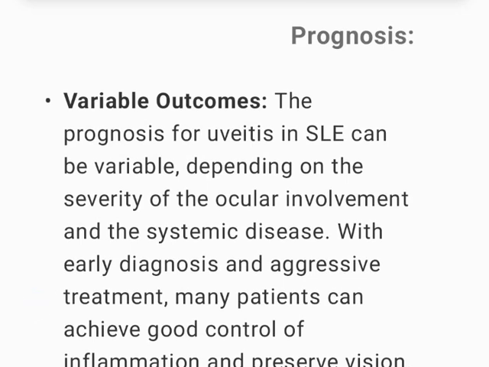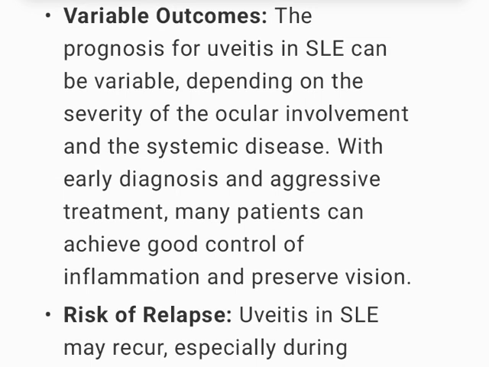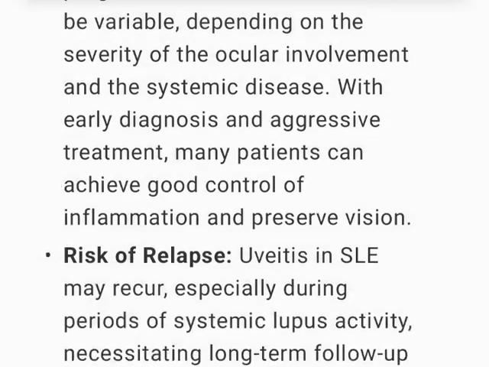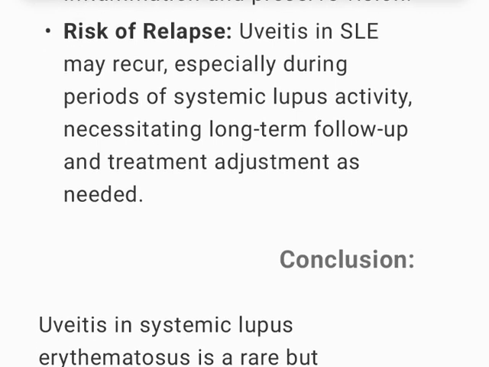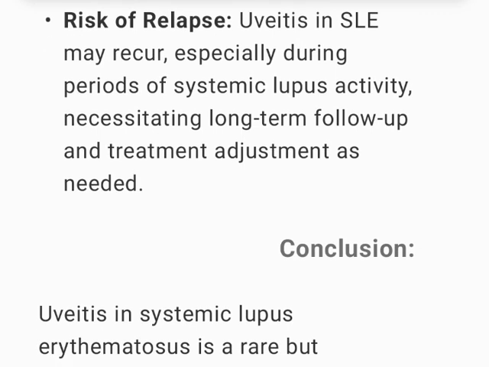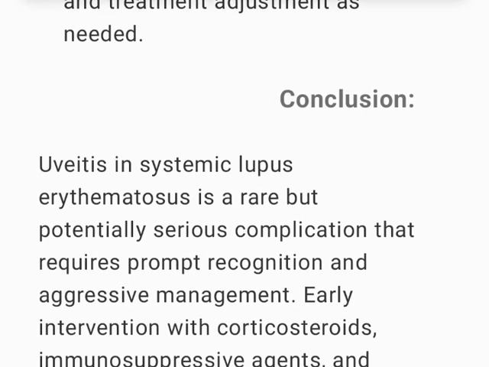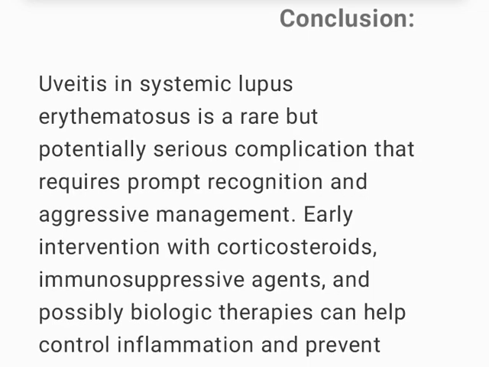Prognosis. Variable outcomes. The prognosis for uveitis in SLE can be variable depending on the severity of the ocular involvement and the systemic disease. With early diagnosis and aggressive treatment, many patients can achieve good control of inflammation and preserve vision. Risk of relapse. Uveitis in SLE may recur, especially during periods of systemic lupus activity, necessitating long-term follow-up and treatment adjustment as needed.